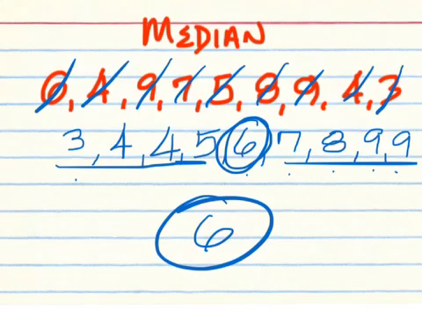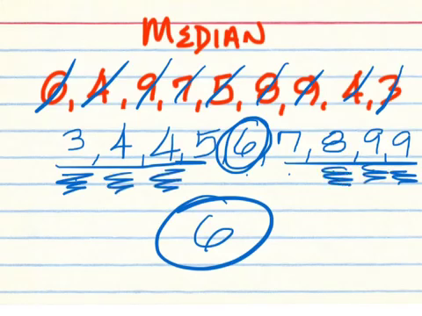When you have an odd number of numbers, just keep coming in from the left and the right until you can't go any further. So if I did this, and then this, and again, and one last time, that leaves me with just one number in the middle.